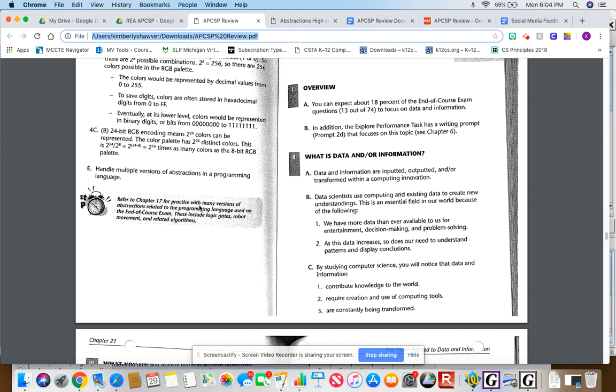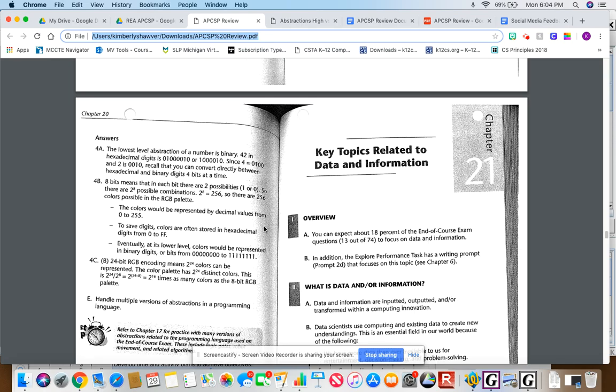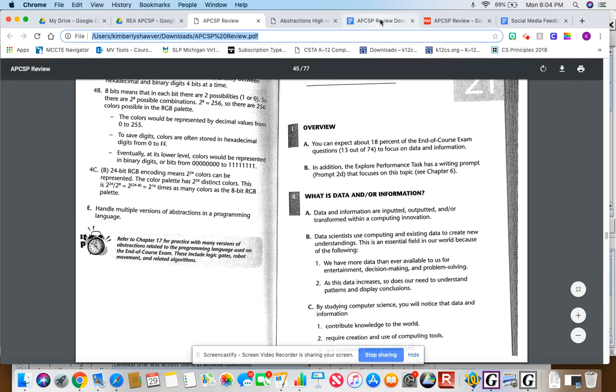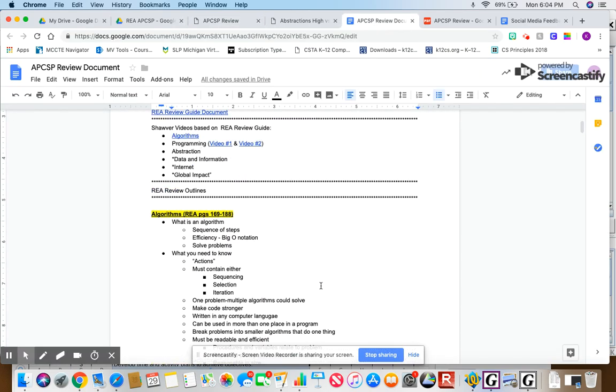Refer to Chapter 17 for practice with versions of abstractions related to the programming language used at the end of course exam. These include logic gates, robot movement, and related algorithms. Okay, so those are the highlights of abstraction.